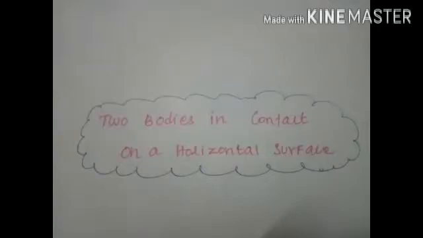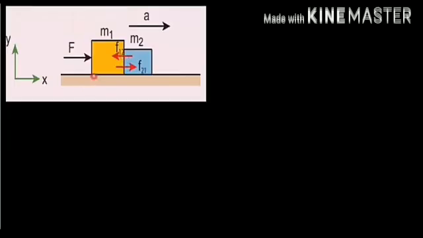Hi everyone, today let us discuss two bodies in contact on a horizontal surface. Here consider the two masses. This is mass m1, this is mass m2. Now you are applying a force on the system. Due to the force, the system accelerates with acceleration a. During this acceleration, m1 exerts a force on body m2, that is f21. Due to this, m2 exerts a force on body m1, that is f12.